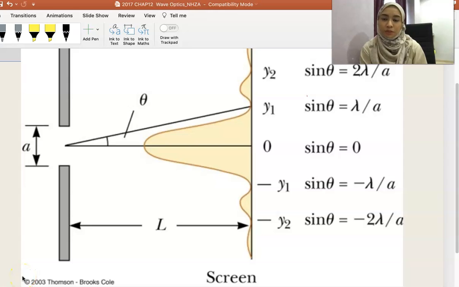Hello, good afternoon. We are doing chapter 12, part 2, so the last part. I told you I'm going to derive the single slit diffraction equation.